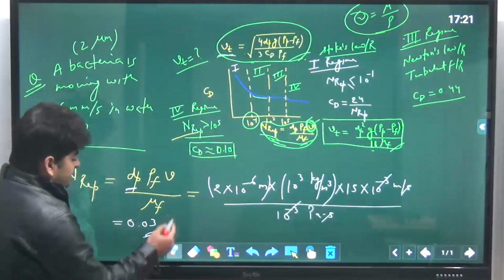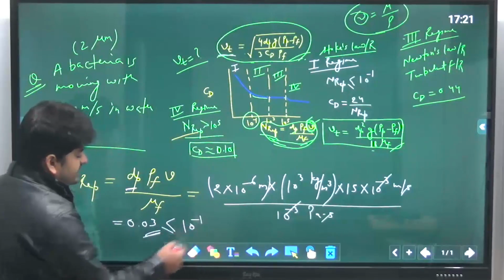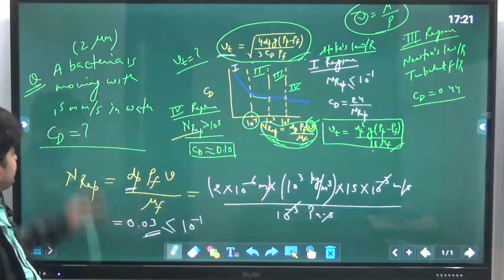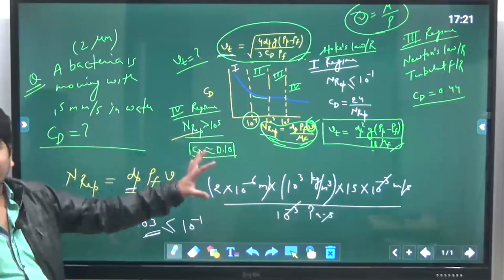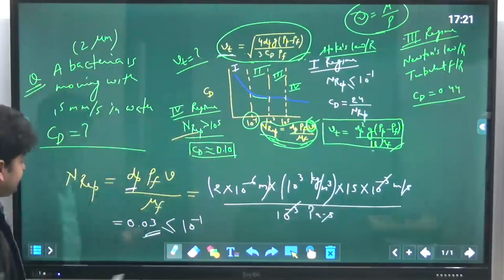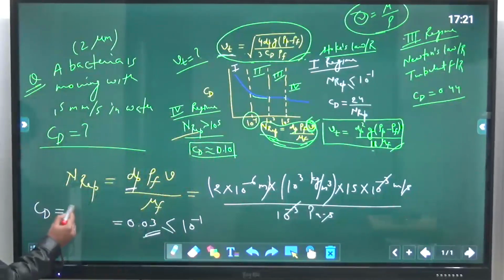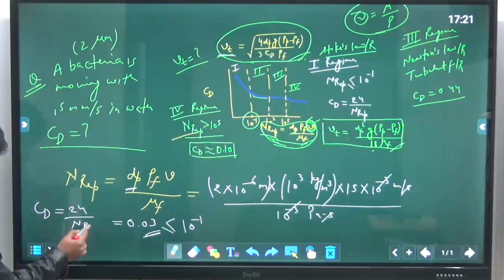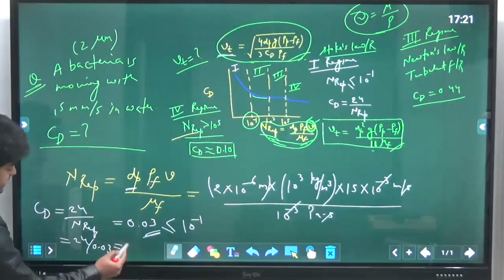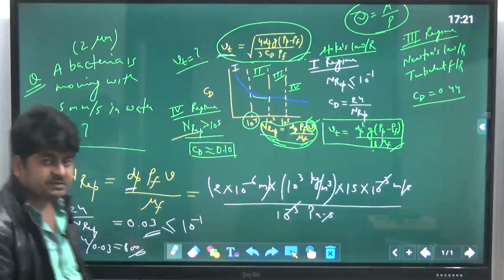Okay, and we know that it is far below the 10 to the power minus 1. That means the bacteria is moving in water. This is a laminar flow regime, and for the laminar flow regime, CD is equal to 24 over NREP. So here when you put the values, 24 over 0.03, you will get 800. That is the drag coefficient, your answer.